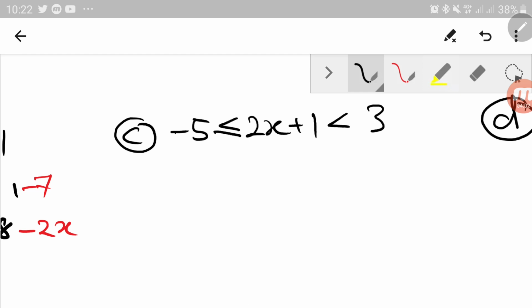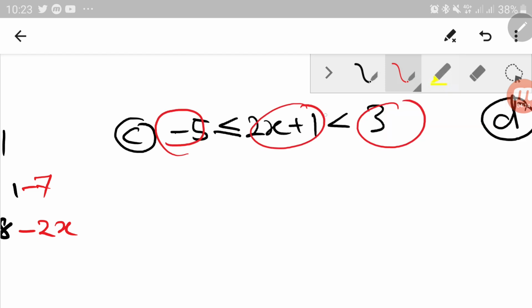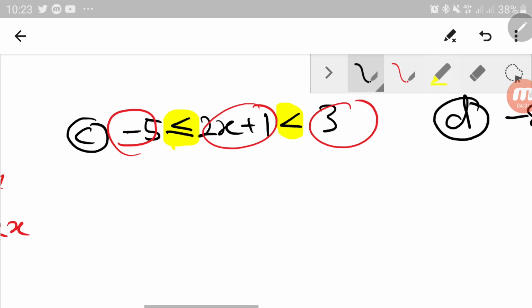Okay, so let's go for the third one. This one is a little bit different from the first two, because we have 3 different places and we have 2 inequalities in one line. So don't worry much about this, because the variable is in one place in the middle. If it's in the middle, then it's easy for us to solve. Just the way it appears may be quite intimidating for you.